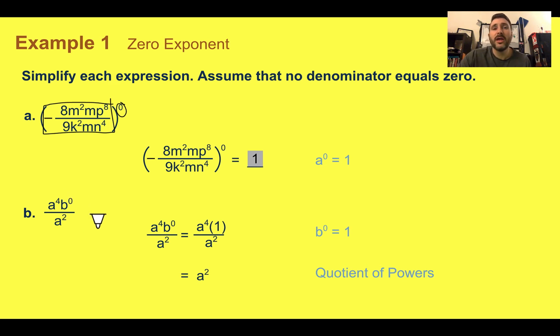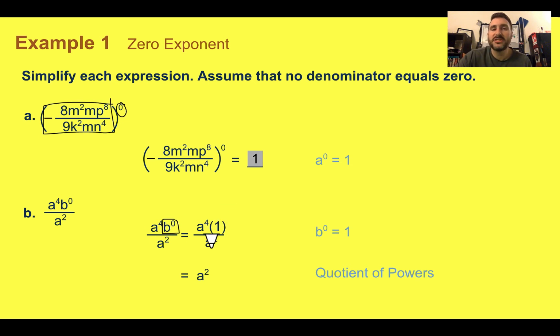In the second example, we see a 0 power here, but we do also need to be careful when dealing with it, because only the thing that's raised to that 0 power is equal to 1. So if we have a to the 4th, b to the 0, divided by a to the 2nd, the a to the 4th was not raised to the 0, so that stays. B to the 0 is the only thing that changes to 1, because it's the only thing that's to the 0 power. So we can put 1 in that place.